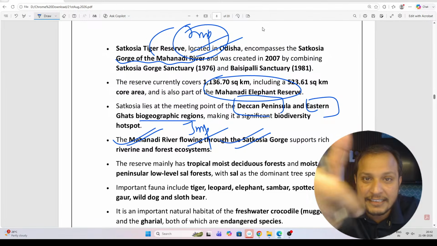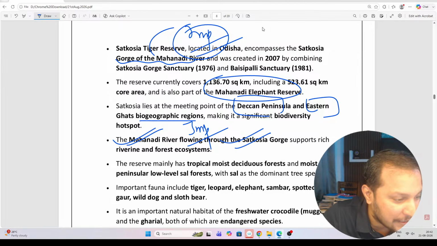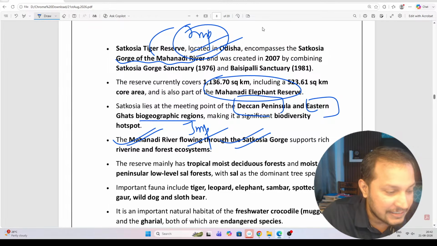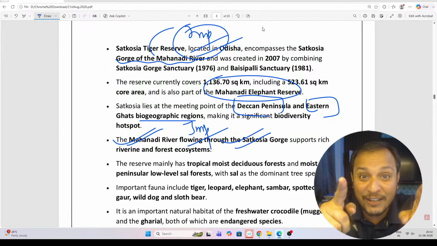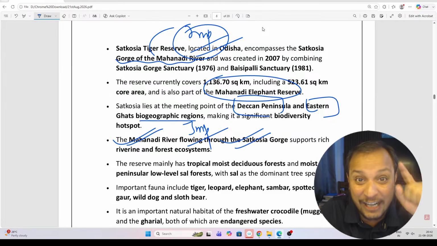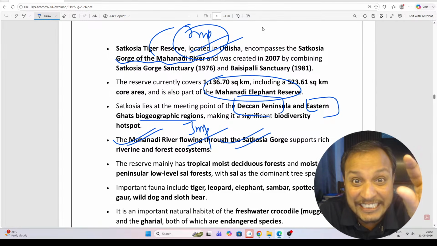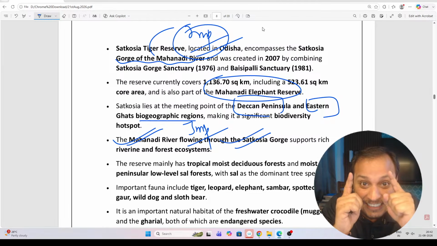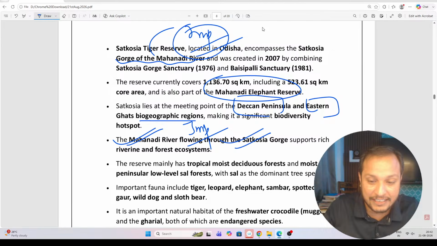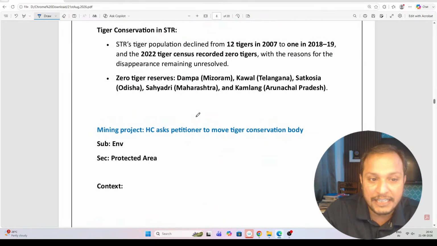Sathyamangalam, very good. Sathyamangalam, correct answer. Prajwal has answered, Cherry Blossom, Kamlesh Bhai, Krupa Baikar, Sonali Tiwari, Tulsi Maheshwari, Sudipta Sarkar. Superb. This is very important. Sathyamangalam. And now you have one more: Satkosia is the meeting place of the Eastern Ghats and the Deccan Peninsula. Very important. Let's move on to the next topic, guys.